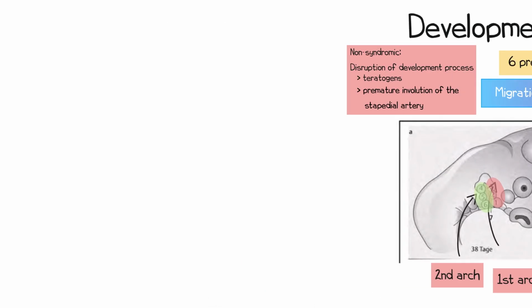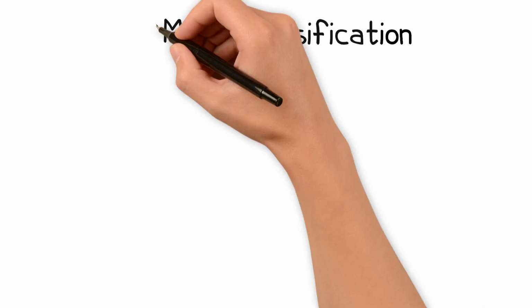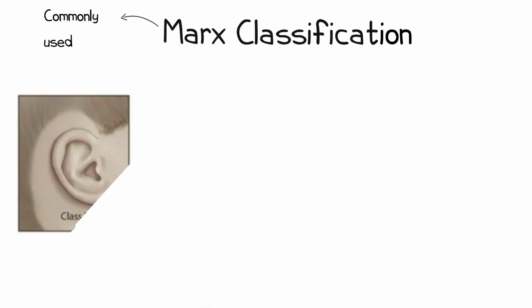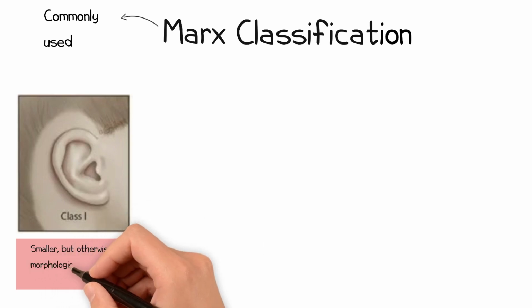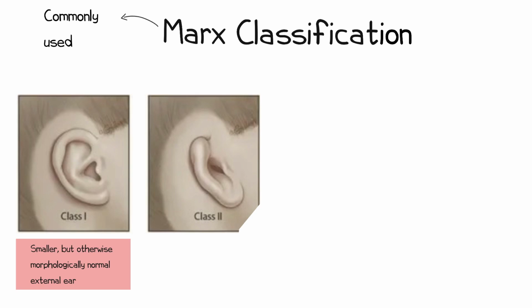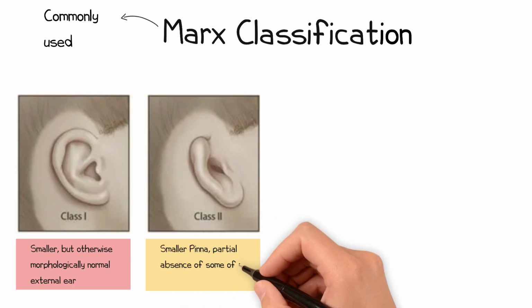There are several grading systems that exist to categorize the severity of Microtia, with the Marks classification being one of the most widely used. In this classification, Grade 1 describes a smaller but otherwise morphologically normal external ear with all subunits present. In Grade 2, the pinna is smaller with partial absence of some of the auricular subunits.